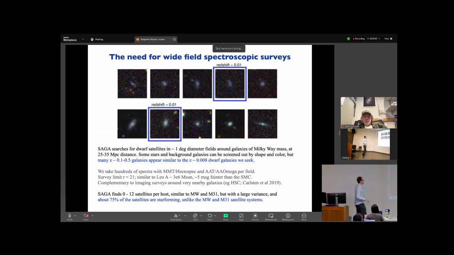So why do we need to do this? You don't have to read all the text, just look at the images. These are images from Sloan or Legacy Surveys. The problem is that we're looking for objects that are at redshift 0.01, and something that is at redshift of 0.1 and is just somewhat brighter is essentially indistinguishable, even after you do a color selection to find low-z galaxies and so on. So we have to go out and take spectra of them. So that's what we did.